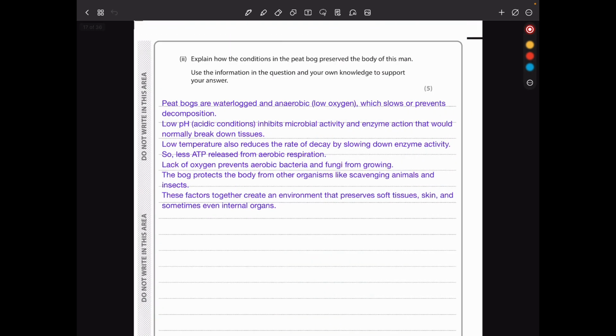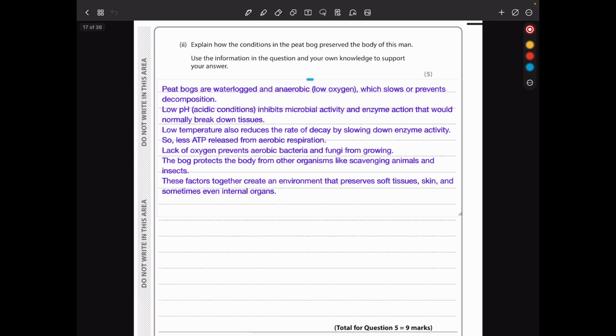So I said peat bogs are waterlogged and anaerobic, meaning there is low oxygen, which slows or prevents decomposition. Low pH, meaning acidic conditions, inhibits microbial activity and enzyme action that would normally break down tissues. The low temperature also reduces the rate of decay by slowing down enzyme activity, so less ATP is released from aerobic respiration. Lack of oxygen prevents aerobic bacteria and fungi from growing, and the bog protects the body from other organisms like scavenging animals and insects. These factors together create an environment that preserves soft tissue, skin, and sometimes even internal organs.